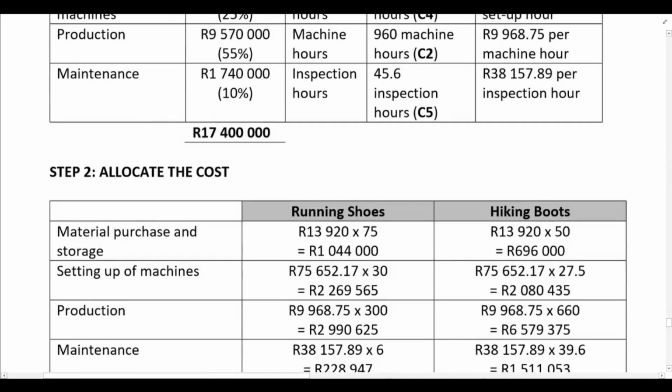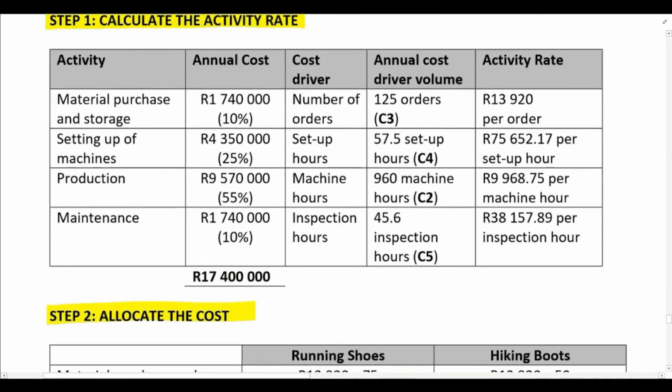In step 2, I allocate the cost. Exactly the same as what I did with traditional costing. So please, follow the same approach. Instead now, with activity-based costing, I don't just look at my total overhead cost. I now analyze what the cost is made up of. And this is very easy because all of the information was given in the question. We were told that 10% of the total cost relates to material purchase and storage, 25% relates to setting up of machines, 55% relates to production, and 10% relates to maintenance. So it's easy enough to work out what the split of that cost is.